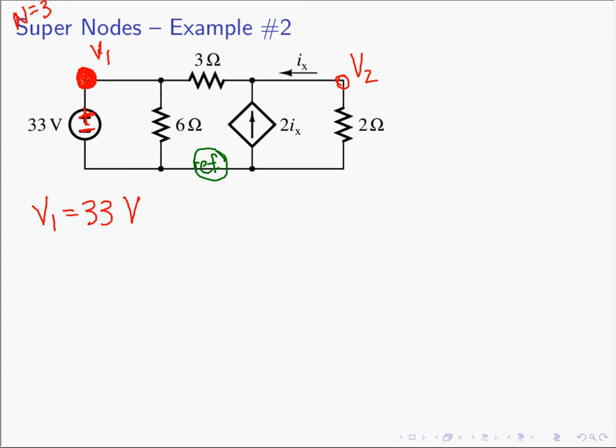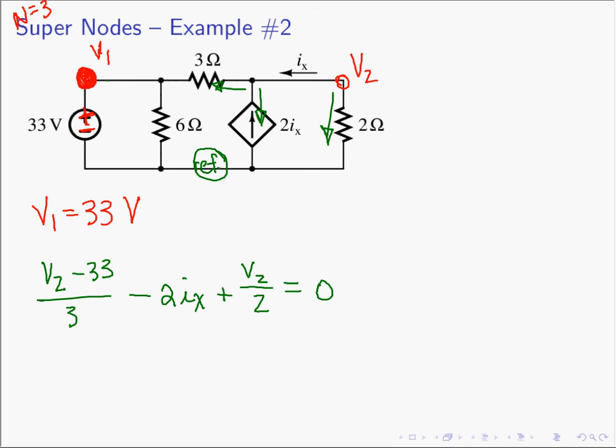Then we write the KCL equation for the second node. We have V2 going off to V1, but we know that's 33, and that's going through a 3 ohm resistor. Then the current going down, let's go in the opposite direction, so it's 2Ix. And then the current going down in this direction is V2 over 2. That's all the currents leaving node 2, so that equals 0. So here's our second equation, and we see we have 3 unknowns.